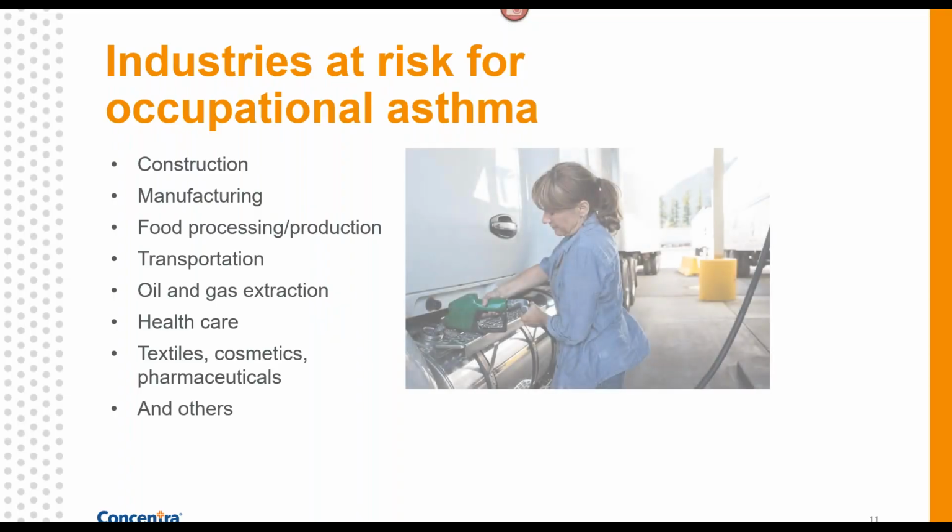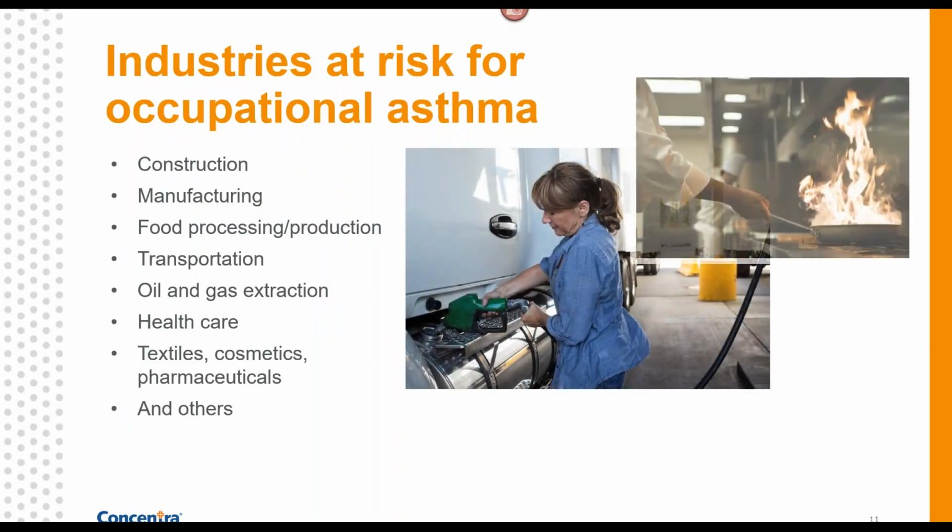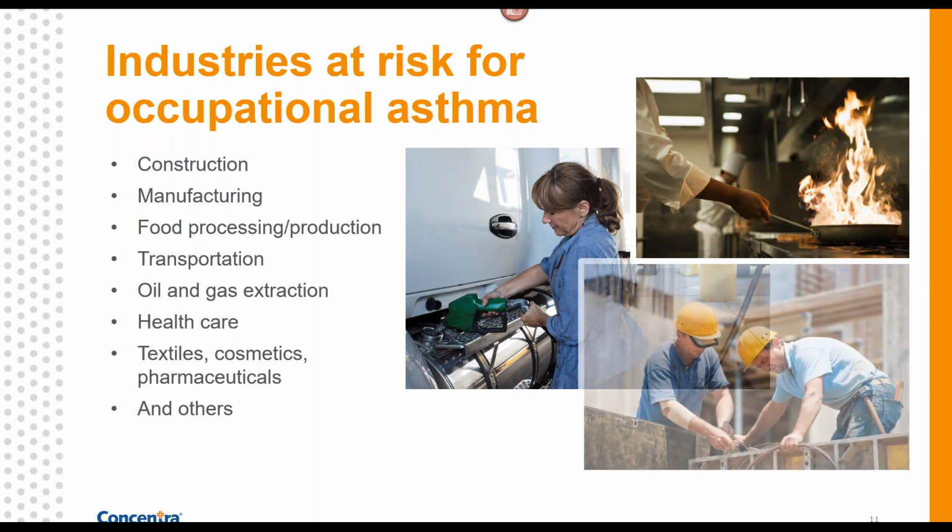Next slide, please. Given the 300 plus substances which can cause occupational asthma, the prevalence is across several industries. Some of them are increased risk, and they are construction, manufacturing, food processing and production, transportation, oil and gas extraction, healthcare, textiles, cosmetics, and pharmaceutical industries. Next slide, please.